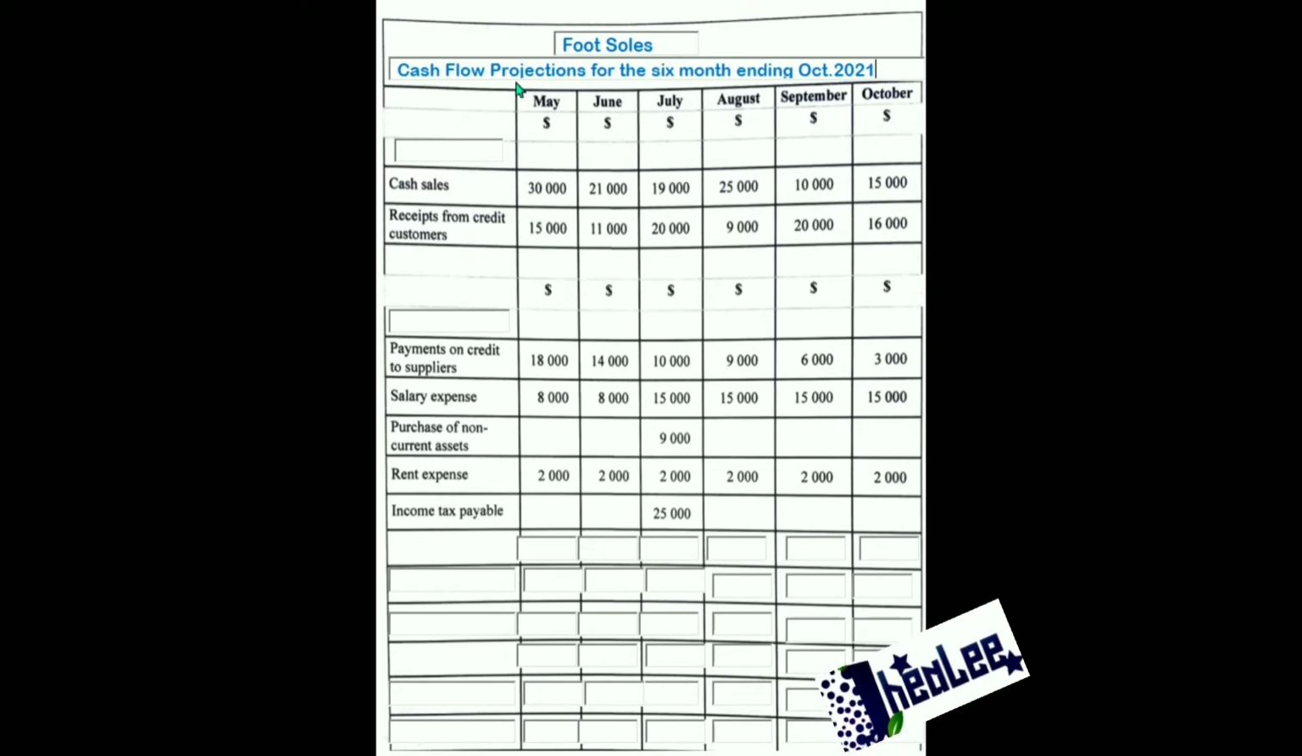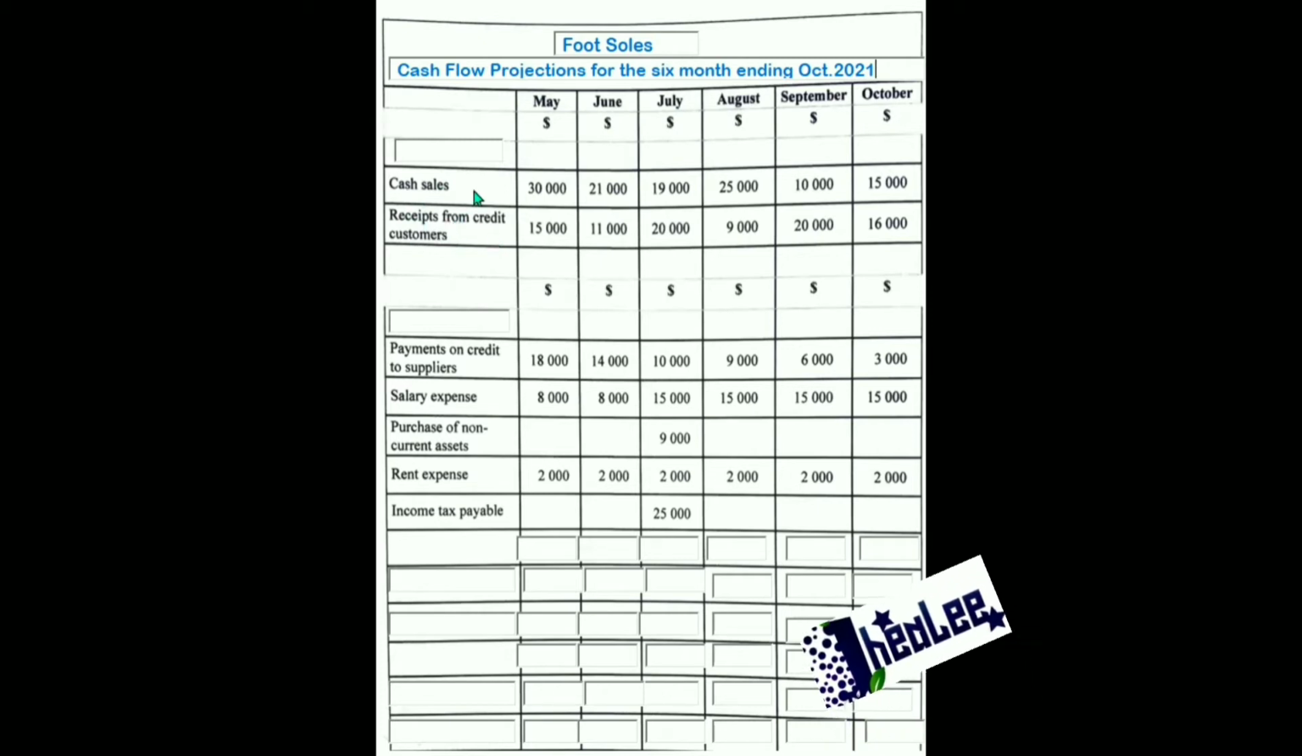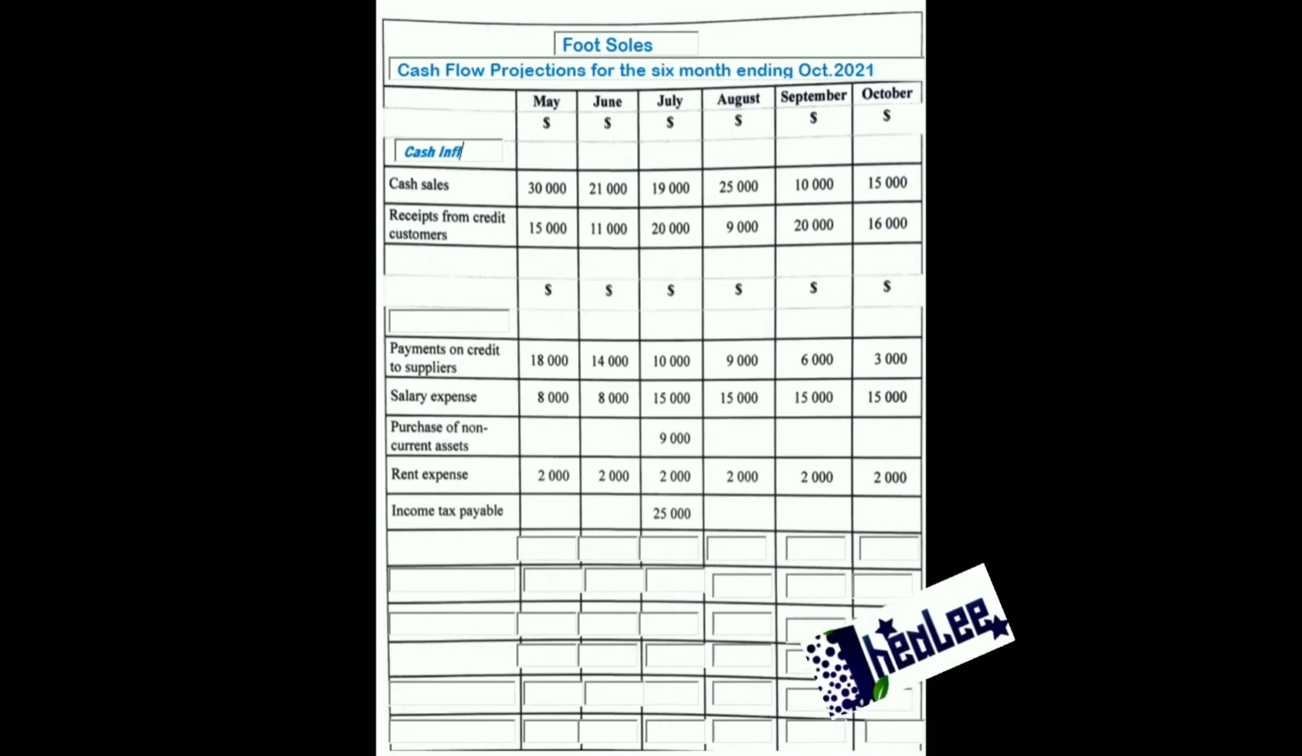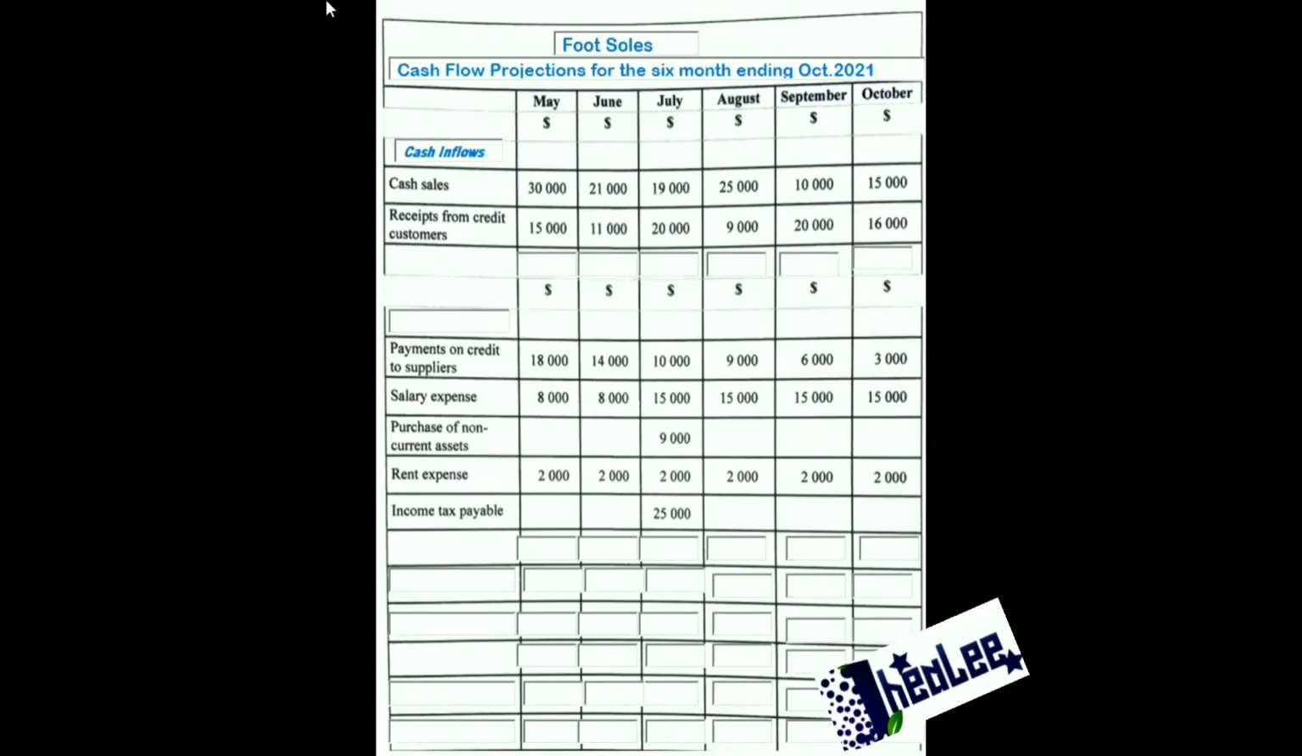Now, the beginning of the cash flow, we're presented with 6 months and they're labeled from May to October. The first set of information that we recognize here are cash sales, receipts from credit customers. So that type can be labeled cash inflows, or you could label it as receipts. The next thing that we're going to do is to enter the total inflows for each month.